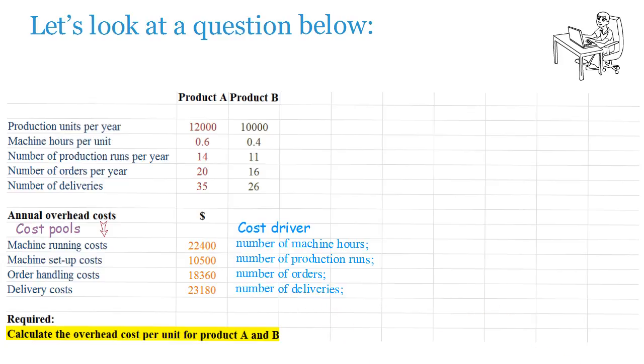Next, we find total number of machine hours, production runs, orders and deliveries one by one. To find the total number of machine hours, we multiply quantity of each product by machine hours per unit and add them. For the totals of the rest of cost drivers, we just add numbers for each product.